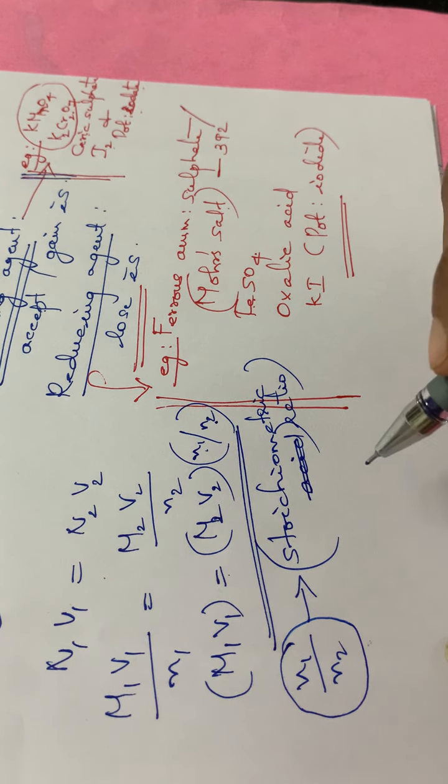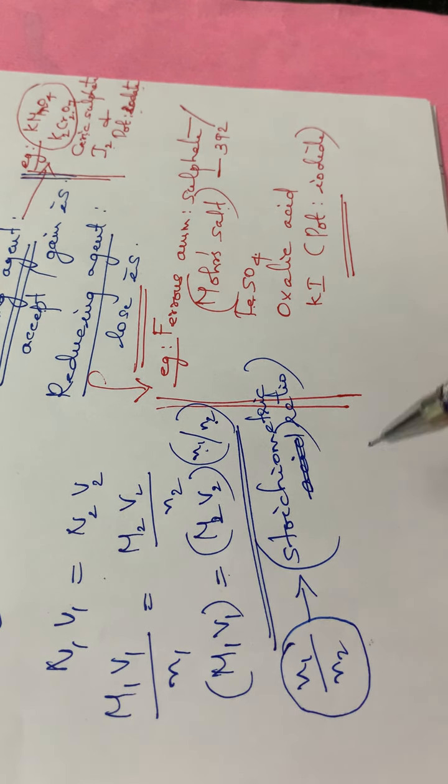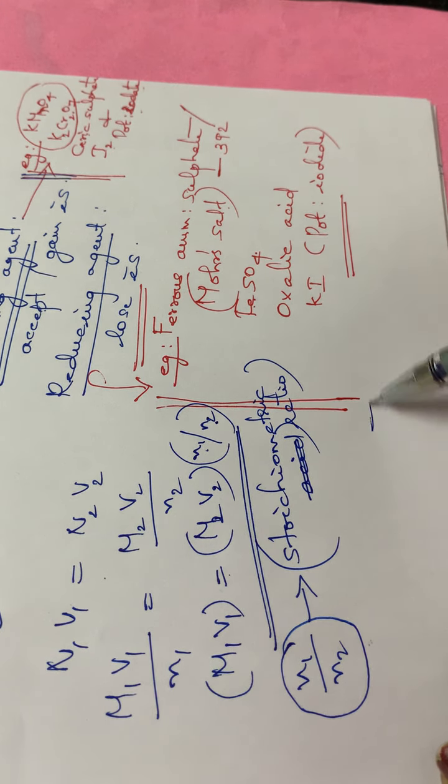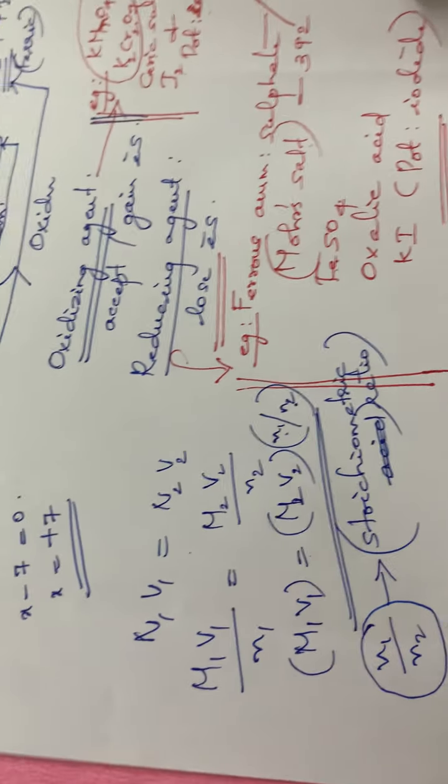For each particular reaction, the stoichiometric ratio will be a constant. While following permanganometry and dichrometry, I will be telling the stoichiometric ratio of each of those reactions. Hope you are clear up to this. Then next comes permanganometry.